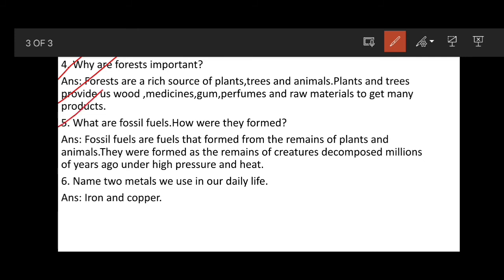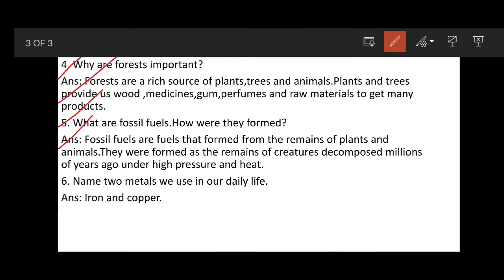Question number 5. What are fossil fuels? How are they formed? The answer is fossil fuels are fuels that formed from the remains of plants and animals. They were formed as the remains of creatures decomposed millions of years ago under high pressure and heat. So what are fossil fuels? The fossil fuels are those which are formed from the remains of plants and animals.